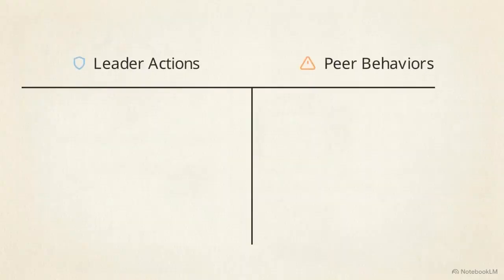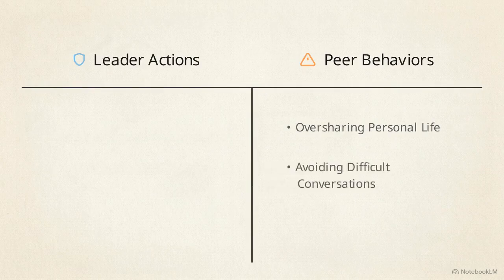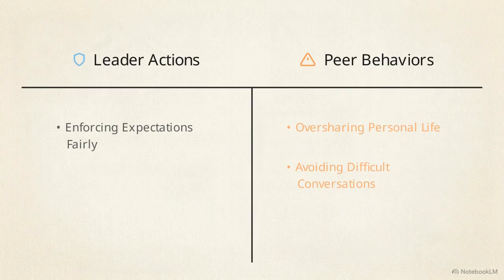This chart breaks down the divide. On the right, behaviors like oversharing your personal life or avoiding difficult conversations to try and keep the peace blur the lines of authority. On the left, enforcing expectations fairly and relying on clear communication protect your position.